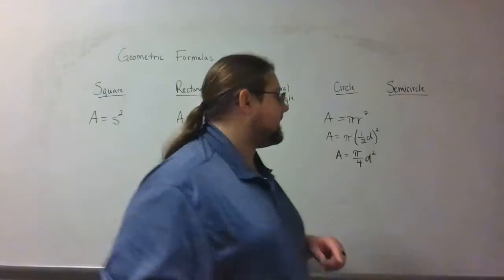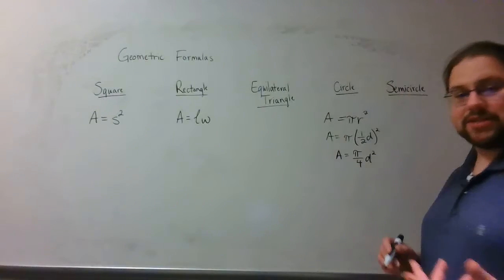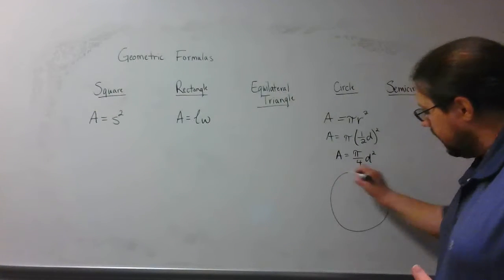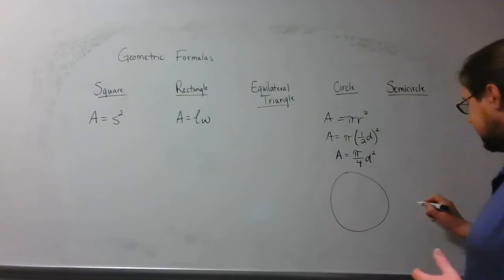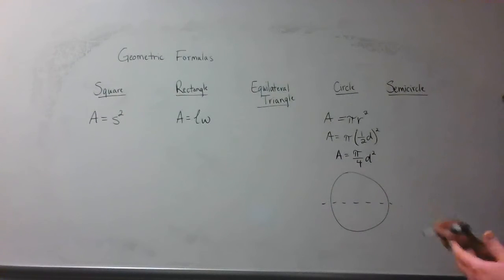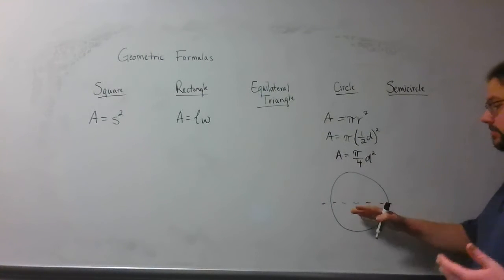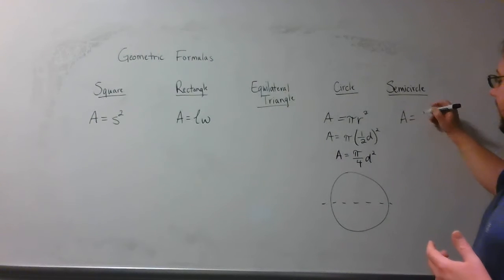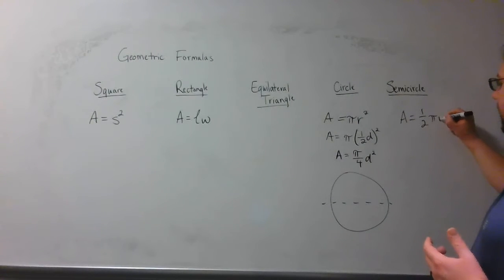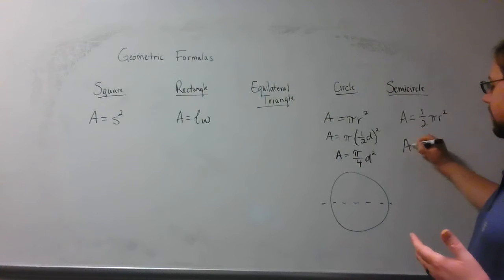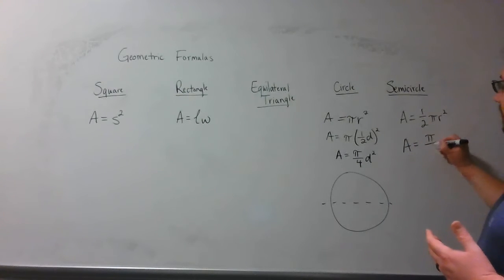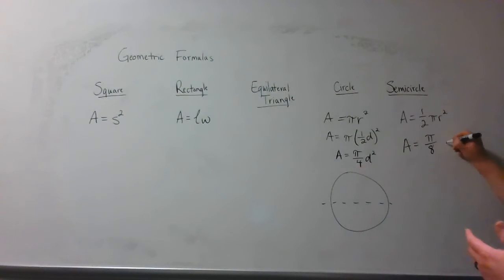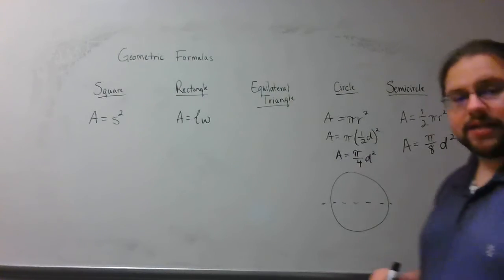The last one is a semicircle. Now, here's the thing about a semicircle. A circle is all the way around. A semicircle is only half of it. So I'm just going to slice this formula in half. If I have the radius, it's half of pi r squared. If I have the diameter, it's pi over 8 times the diameter squared. Okay, so those are important.